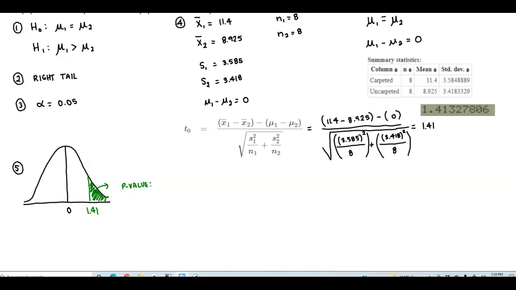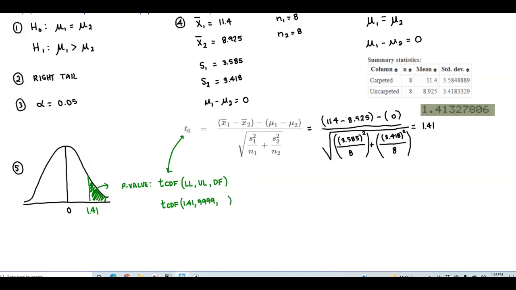So we can use another calculator function that we've used before, and that is tcdf. Since we're looking at a t-test statistic, we know that we're going to need the lower limit, we're going to need the upper limit, and then we're going to need the degrees of freedom. Okay, so we have tcdf. The lower limit is 1.41. We can use the upper limit of 9999.